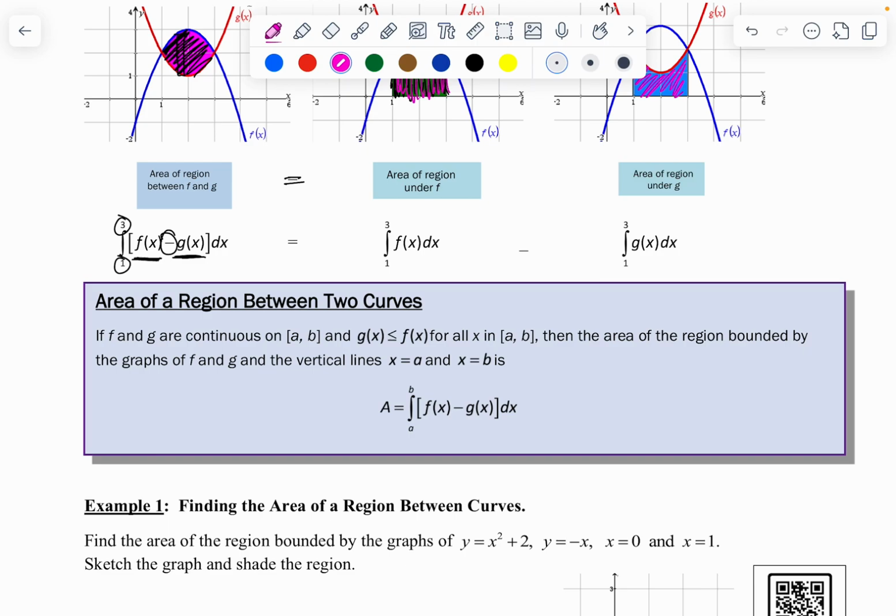So by definition, the area of a region between two curves: if f and g are continuous from a to b, and g of x is less than f of x, so g of x is the lower function, or the bottom, and f of x is the top, for all x in a and b, then the area of the region bounded by the graphs of f and g and the vertical lines x equals a and x equals b is the integral from a to b of the top function minus the bottom function. That's all it is.